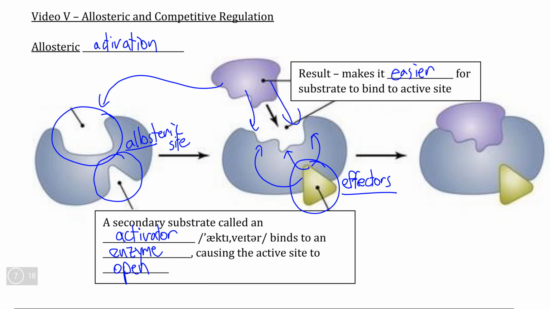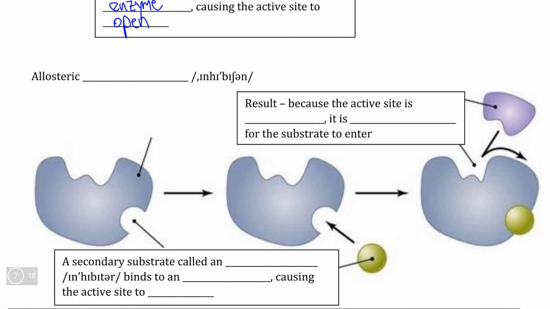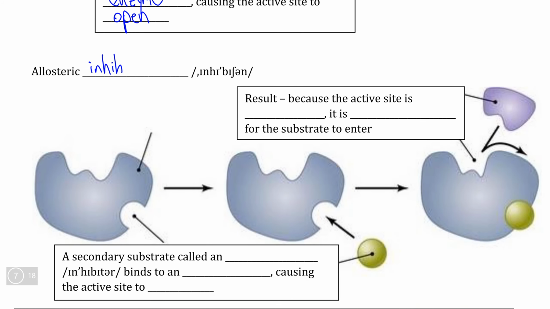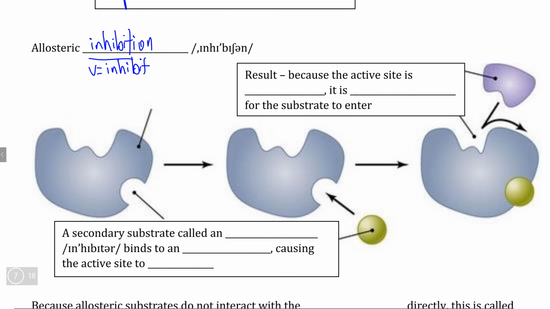Now, the opposite process of allosteric activation is what we call allosteric inhibition. So if you've never seen the word inhibition before, the verb form of this word is the verb to inhibit, which is a different way of saying to prevent, which means that somehow our allosteric effector is going to prevent the enzyme from functioning in its normal way. So the allosteric effector in this case is what we call an inhibitor rather than an allosteric activator.